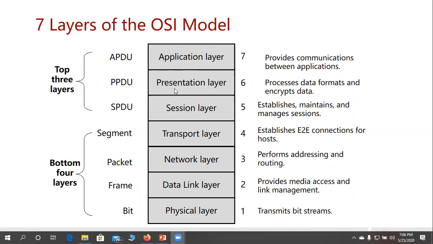Okay? So what we can have here is just data. But when it comes to layer 4, or the transport layer, it's called a segment, okay? They would ask, what's a PDU in the network layer or layer 3? It's a packet. What's a PDU in the data link layer or layer 2? It's a frame.